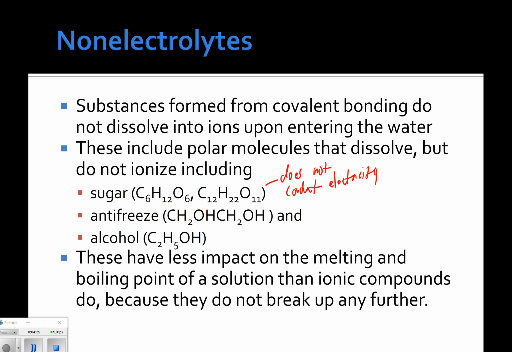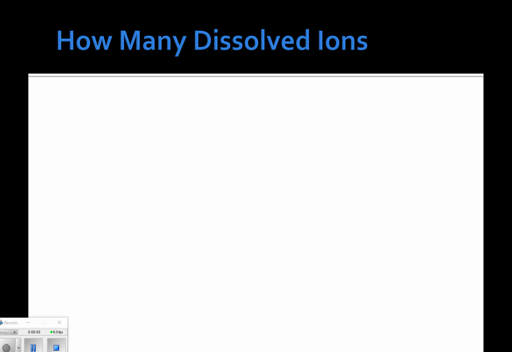So these substances, they would not break up, but would result in 1 mole to 1 mole if dissolved in water. They're going to have less of an impact on melting and boiling points compared to an ionic compound that dissolves in water. They're still going to have an effect, although it's going to be a smaller effect compared to other ionic substances that would dissolve into more moles of dissolved ions.